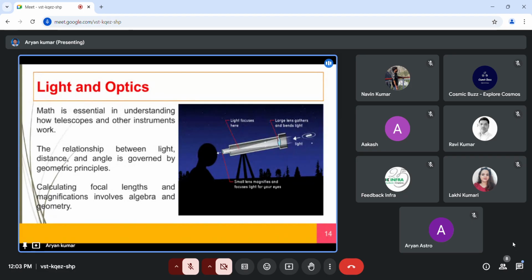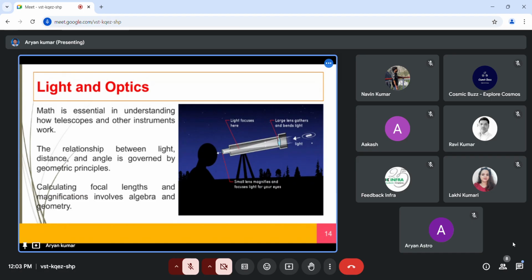So we are now heading to light and optics. Some key concepts I will explain, but let me read the slide first. Math is essentially about understanding how telescopes and other instruments work. The relationship between light, distance, and angle is governed by geometric principles. Calculating focal length and magnification involves algebra and geometry. Some key concepts are reflection, refraction, diffraction, etc.